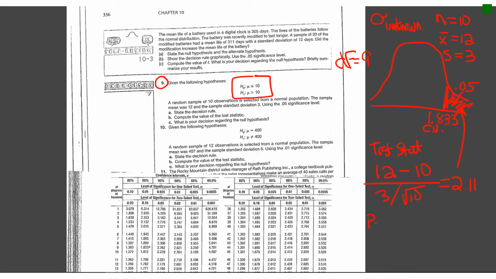Now, of course, if you wanted to also get a p-value using this value, I'd go back down to my table here where it says 9. And it looks like 2.11 falls between this 1.833 and this 2.262. So using the one-tailed test, that's going to be between 0.025 and 0.05. That's going to be our range of p-values.